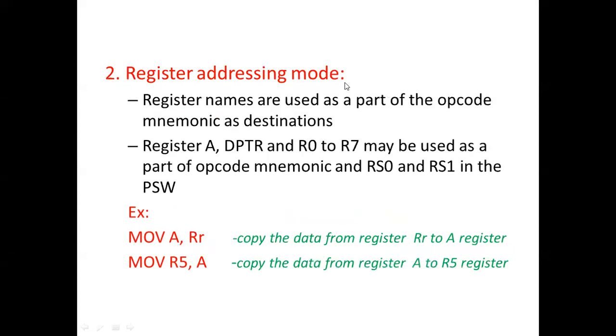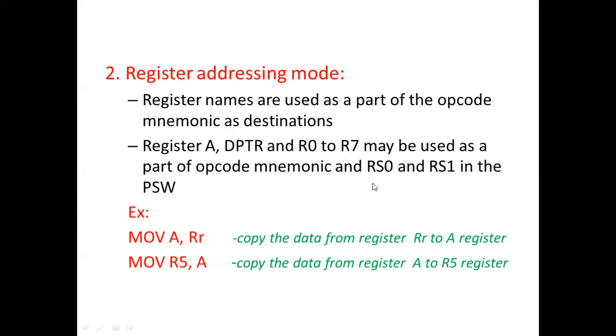The second one is the register addressing mode. Here, as the name itself tells you, the destination as well as the source will both be registers. There won't be any symbol for the destination or the source. There won't be @ or hash signs. Any register like the accumulator, or the DPTR register, which is the data pointer, or any register from a register bank, R0 to R7, as all the register banks are of 8 bits.